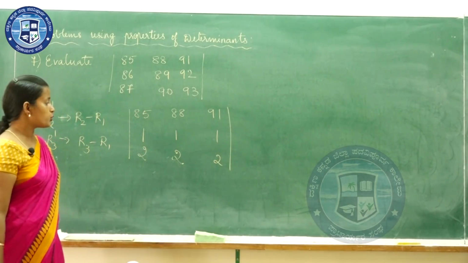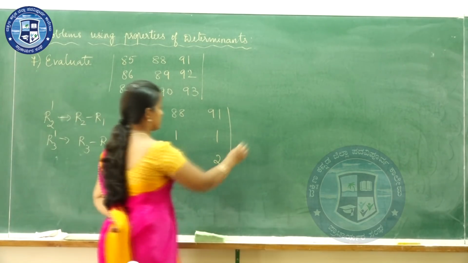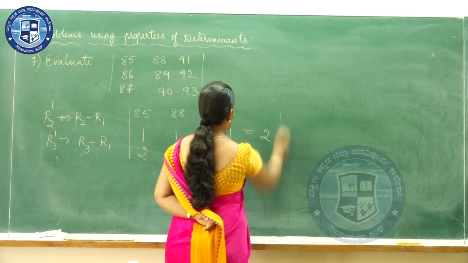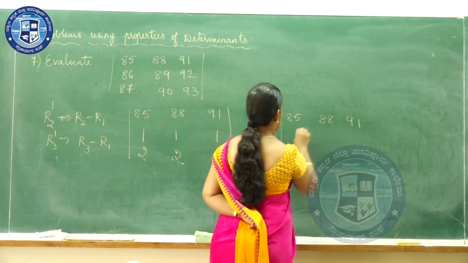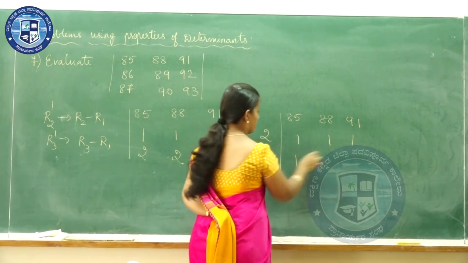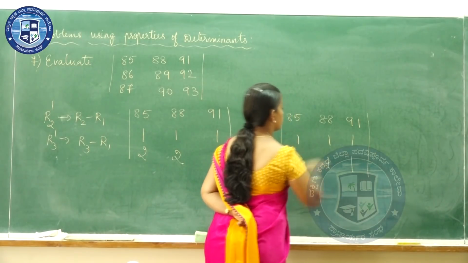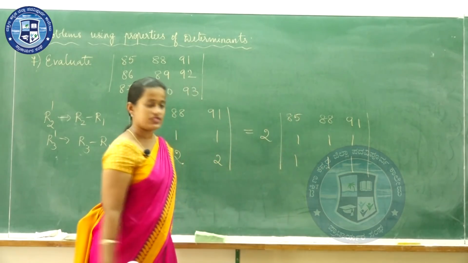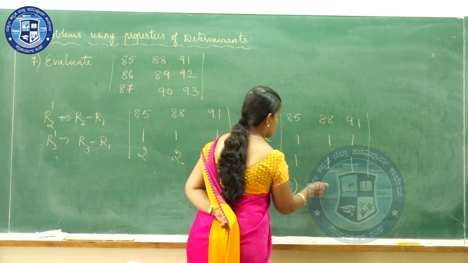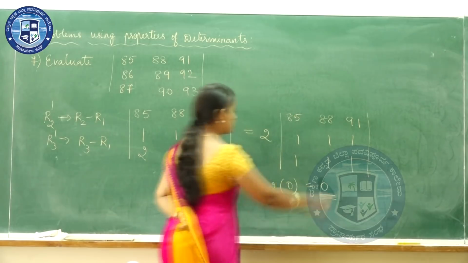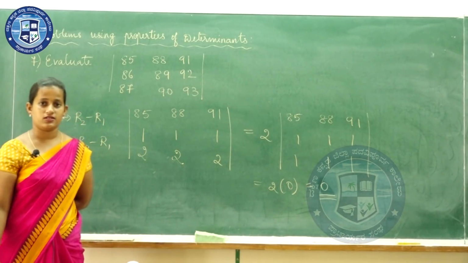If you observe now, 2 is common in the third row, so take it out. So what will remain? 85, 88, 91, 111 and 111. Now the two rows are identical, therefore the determinant is 0. So 2 into 0 equals 0. So the answer is 0 for this determinant.